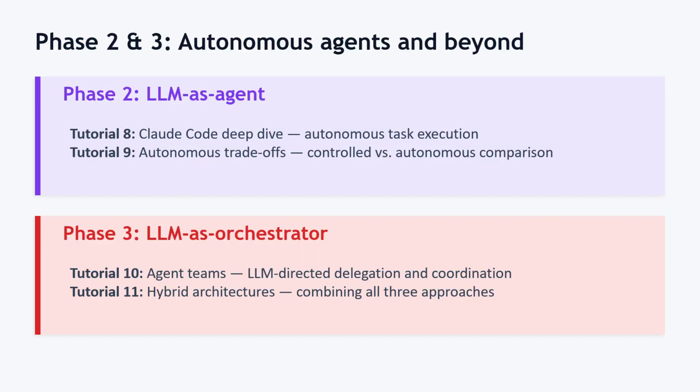Phase 2 moves to autonomous agents. Once you understand how orchestration works from the inside, you'll be ready to see what Claude Code and OpenClaw are doing under the hood, and crucially, where they can fail. Phase 3 covers the most advanced pattern: LLMs orchestrating other LLMs. Agent teams, delegation, and hybrid architectures that combine all 3 approaches. By Tutorial 11, you'll be able to design systems that use the right approach for each part of the problem.